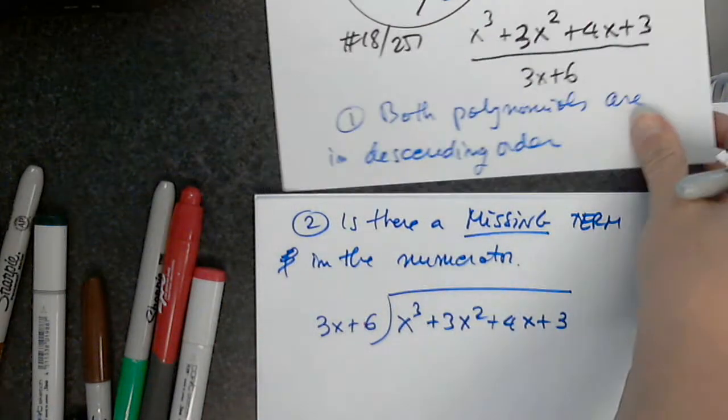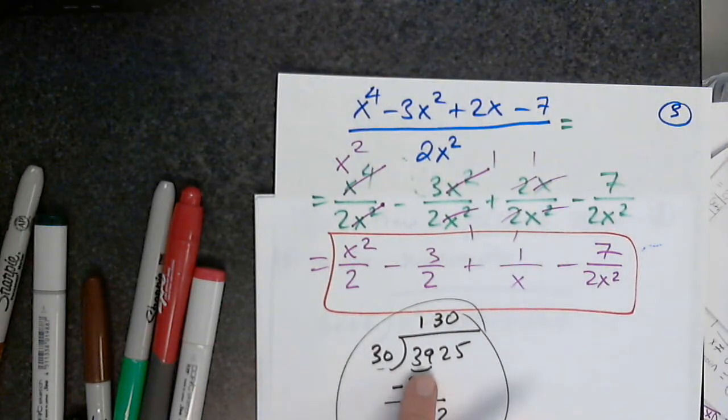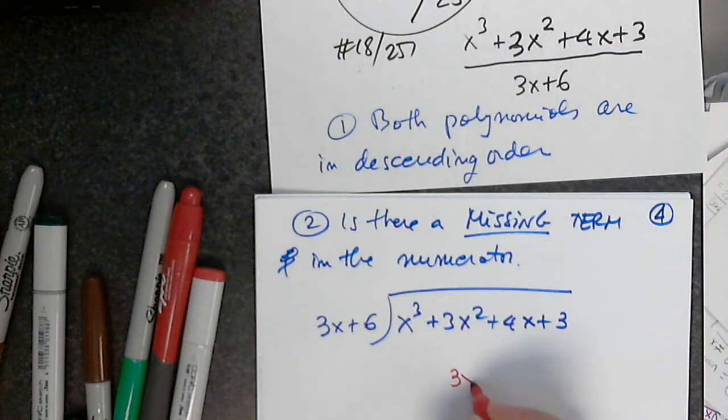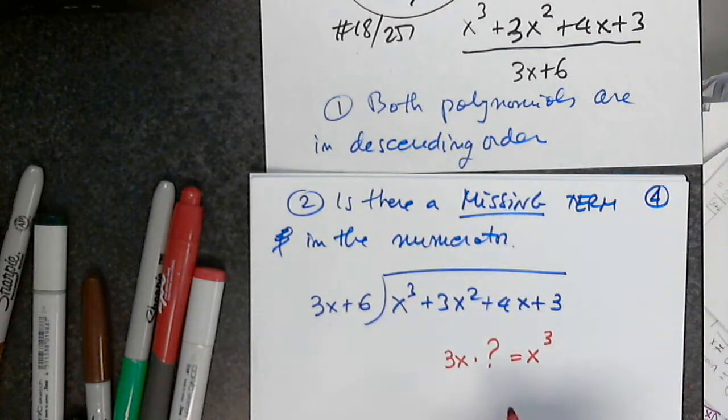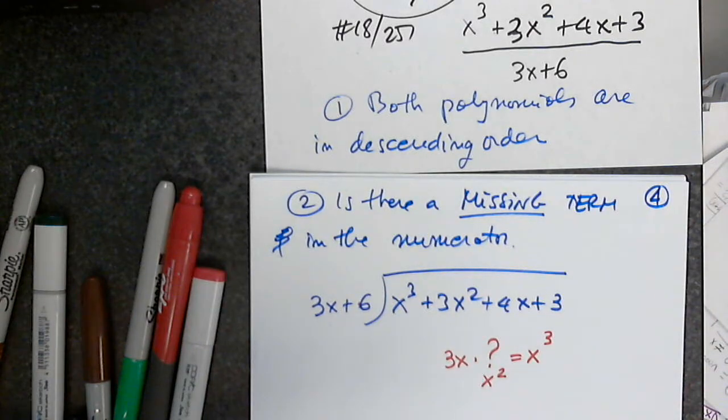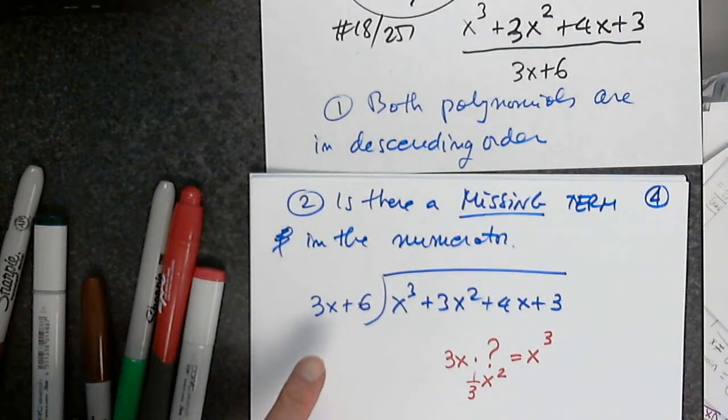I have to ask myself, like I did here, 30 times what is 39, and I put 1. So the question here on the side is 3x multiplied by what is x to the third? Well, to get x to the third, I know I need an x squared. But I also have to multiply 3 by something to get 1. What will I multiply 3 by to get 1? Right. 3 over 1 times 1 over 3. So my question is now, do I really want to work with fractions here?